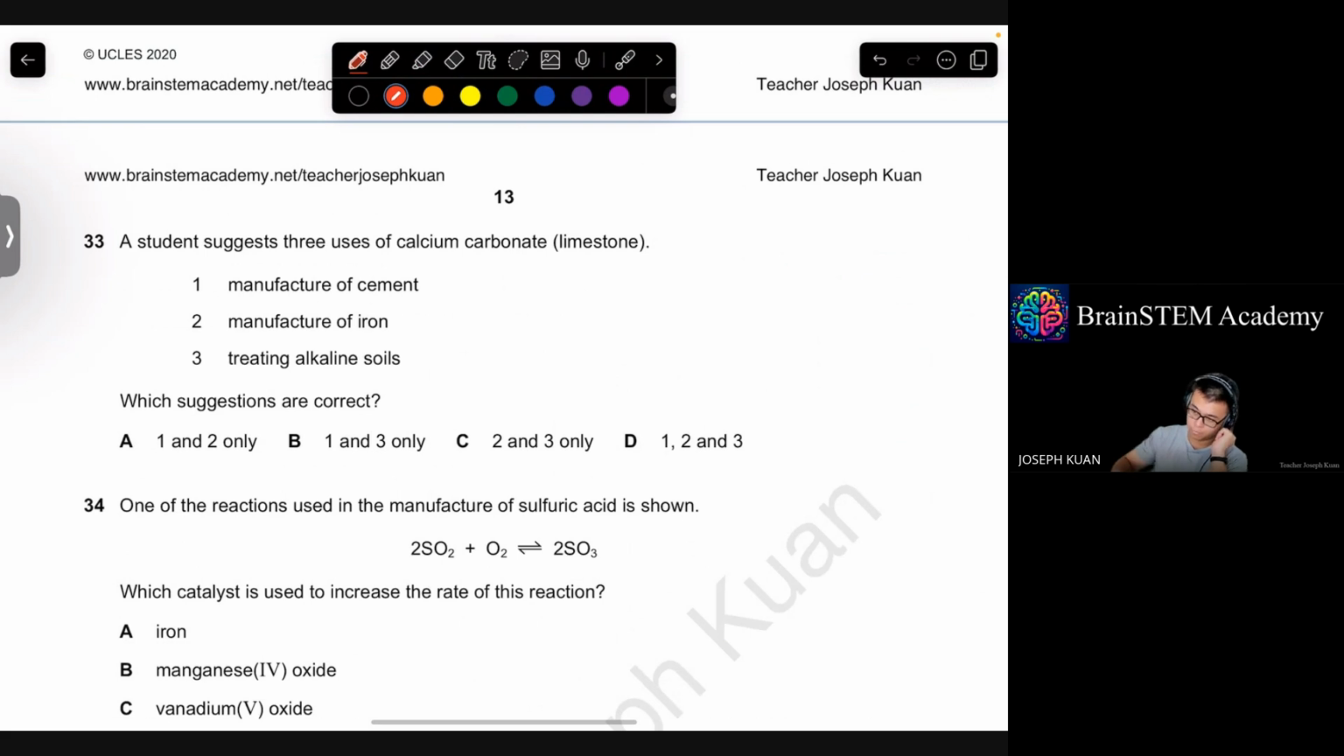It should be A, because manufacture of cement requires limestone. That's what we know. And then manufacture of iron, in terms of the blast furnace, we need to put limestone into it. And this thing is not acidic. It can't treat alkaline soils. Right, so the answer is A.